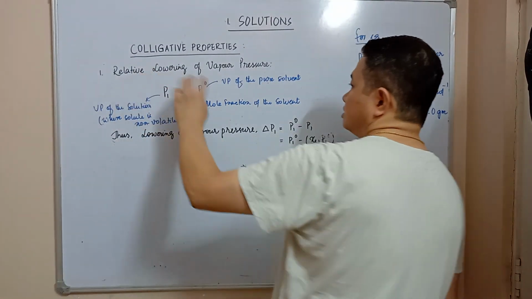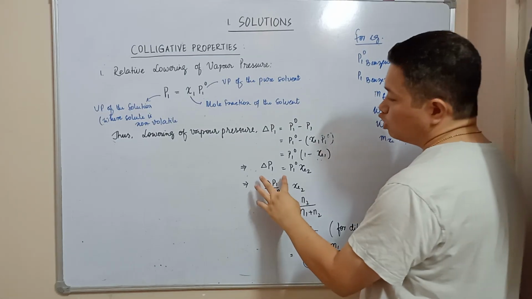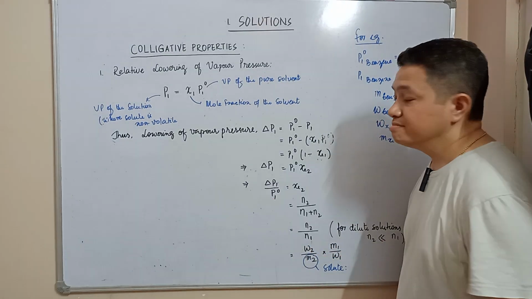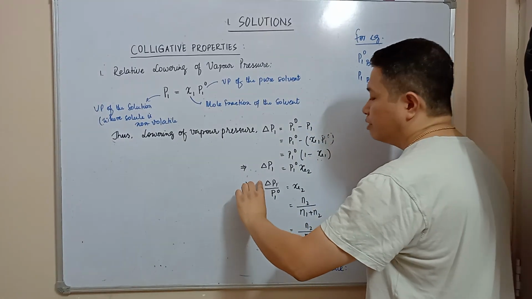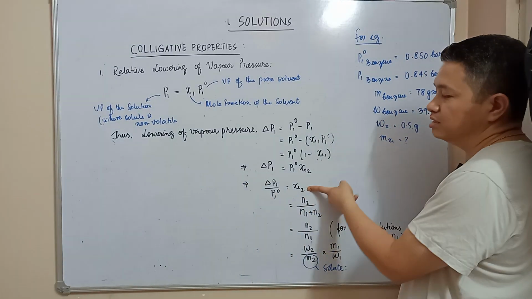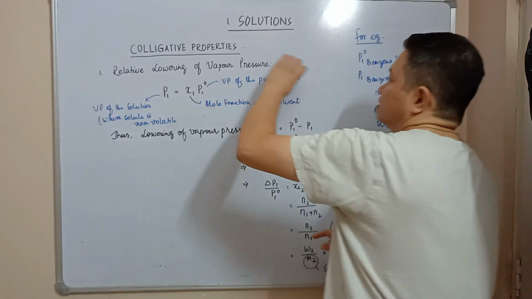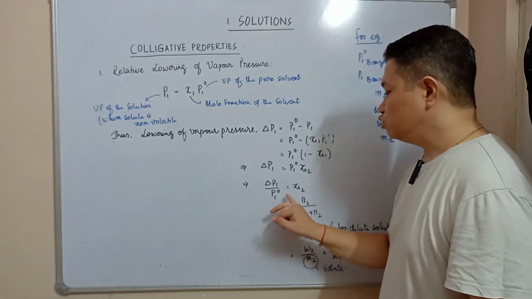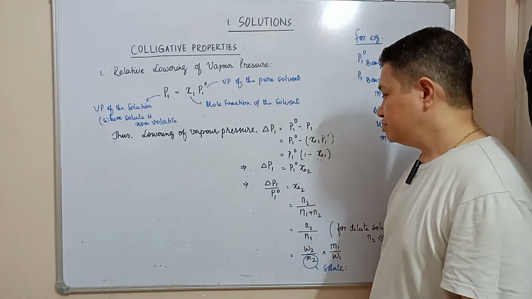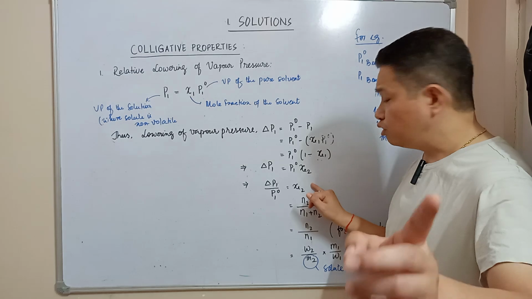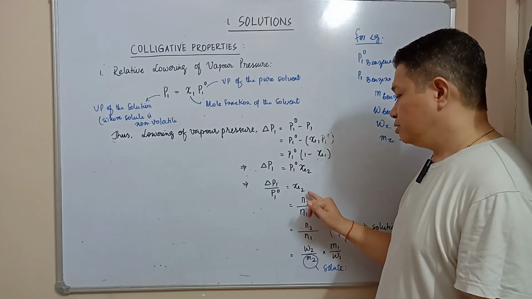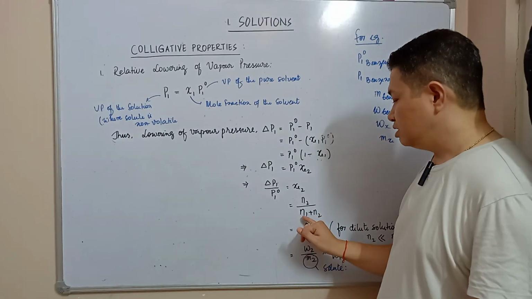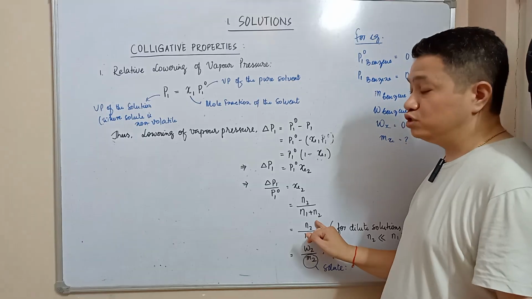So relative lowering is simply a comparison. It's the ratio of the lowering of vapor pressure to the vapor pressure of the pure solvent. This relative lowering of vapor pressure is equal to the mole fraction of the solute. So this is the mathematical expression of this first colligative property: the relative lowering of vapor pressure is equal to the mole fraction of the solute. So how do you calculate the mole fraction of the solute? It's nothing but the number of moles of solute divided by the total number of moles in the solution: the number of moles of the solvent and the number of moles of the solute.